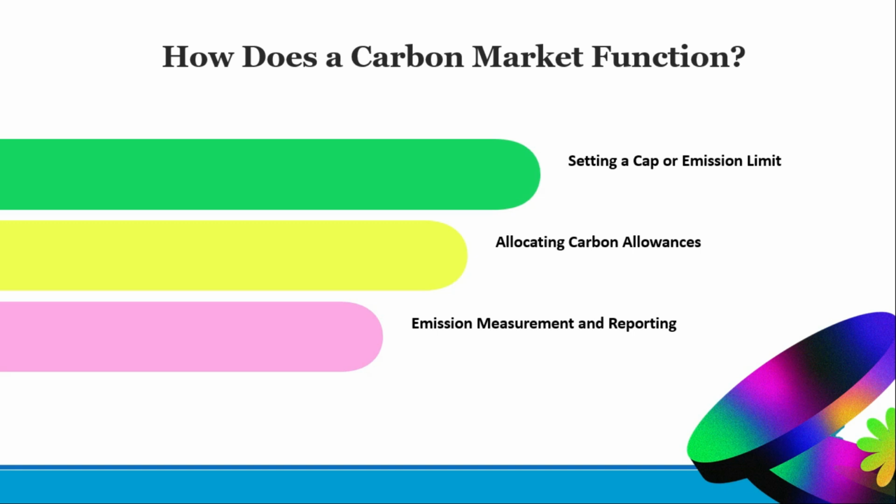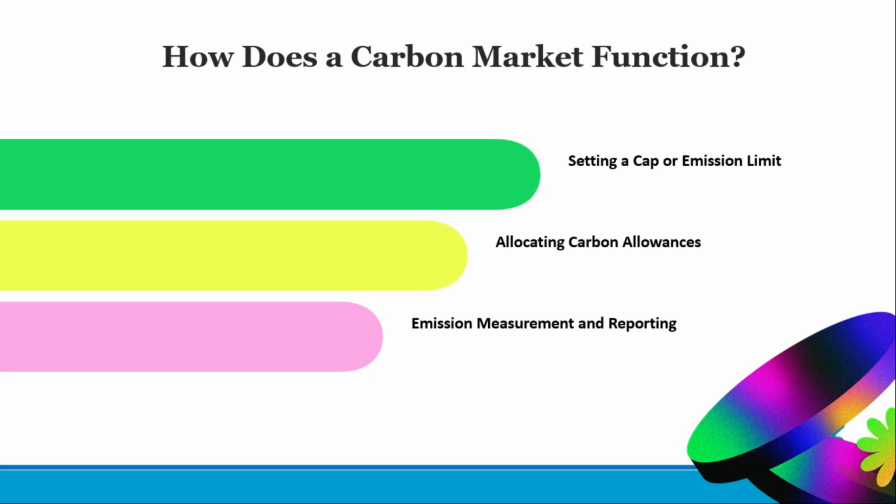Under the cap, entities, that is companies, industries, or establishments, are allocated a certain number of carbon allowances, a permit usually corresponding to 1 ton of CO2 equivalent per allowance. Allowances may be free, allocated by the government to help industry transition, or they can be sold in an auction by the government to generate revenue.